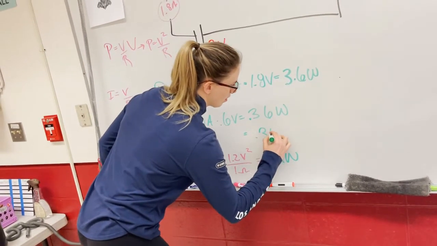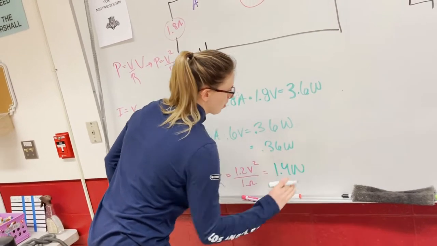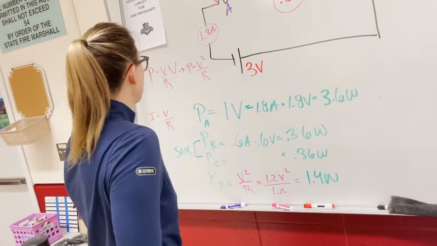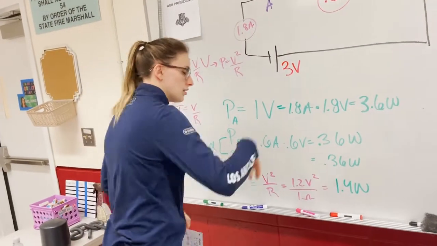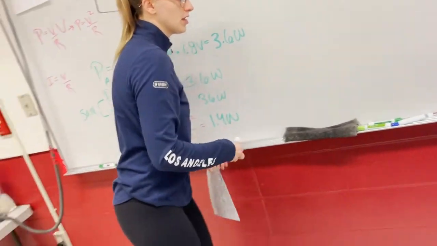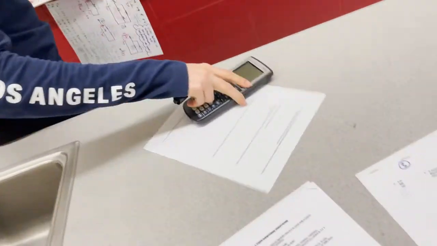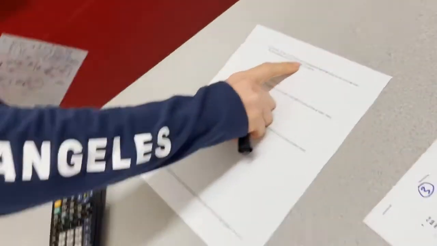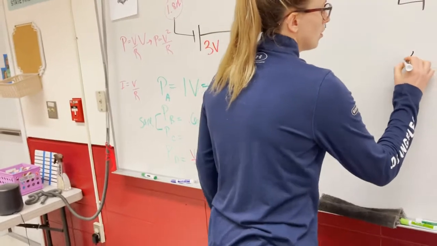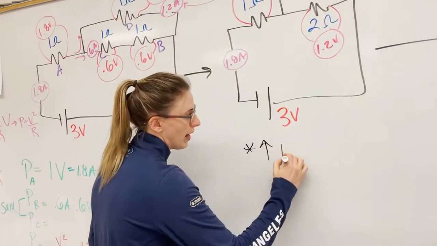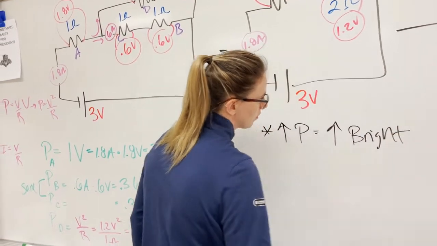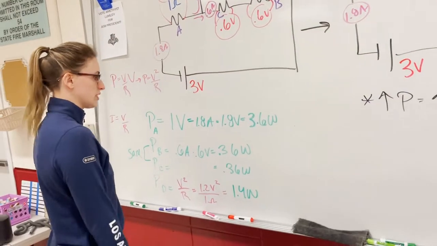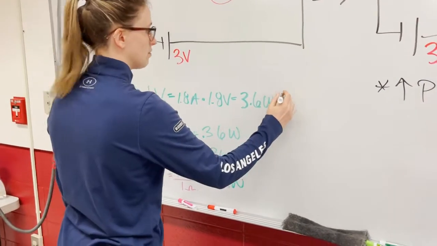So now, the most important question when you get through doing all this: what was the question we're answering? You always want to go back to the question. It says list the light bulbs in order of their brightness from brightest to least. So which one's going to be brightest? More power equals more bright, right? So which one has the most power? A is going to be our brightest.